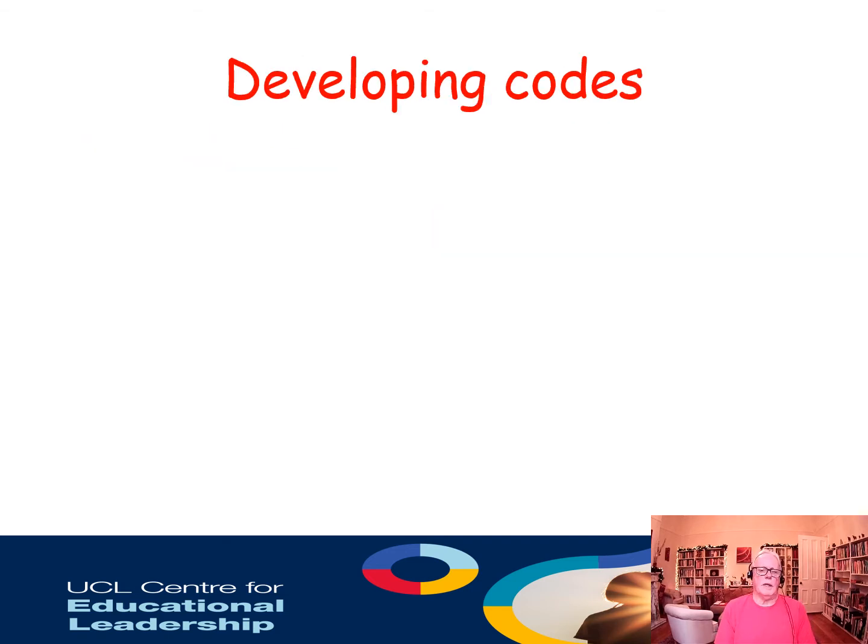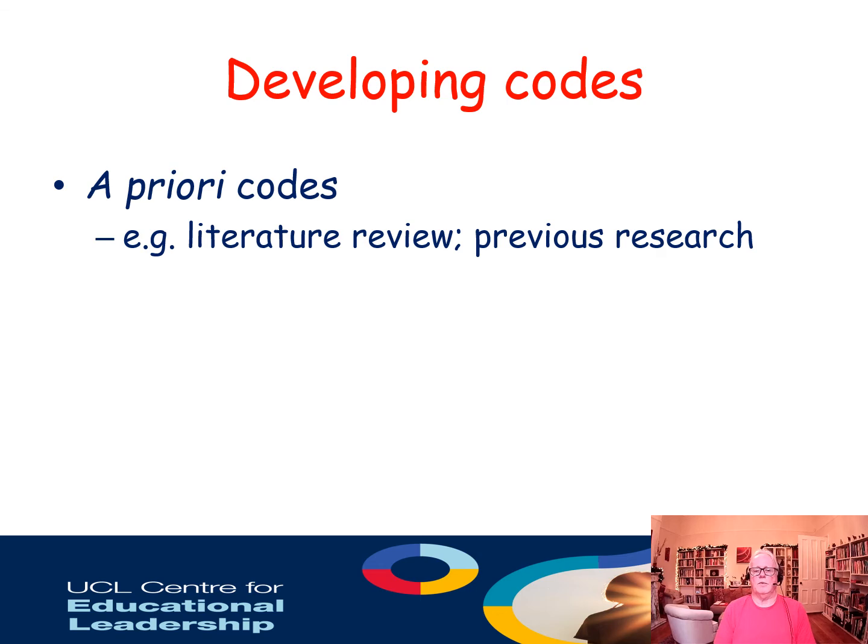So when you're developing codes, there are 3 basic types. The a priori code means it exists. You're expecting to find something, like you've found something in the literature that suggests that people will be acting in certain ways. So you're now testing this in your conversation to find out whether this is the case in reality. Okay, so they're the a priori codes. You expect to see them.